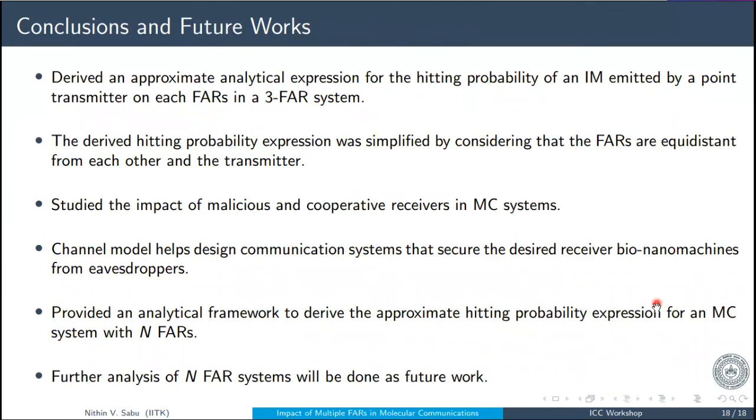Now conclusions and future work. We derived an approximate analytical expression for hitting probability for a 3 FAR system. The derived hitting probability expression was simplified for the symmetric case, and we studied the impact of malicious and cooperative receivers on MC systems. The channel model helps to design communication systems that secure the desired binary emissions from eavesdroppers. We provided an analytical framework to derive approximate hitting probability expressions for a molecular communication system with n fully absorbing receivers. Further analysis of the n receiver system will be done as future work.